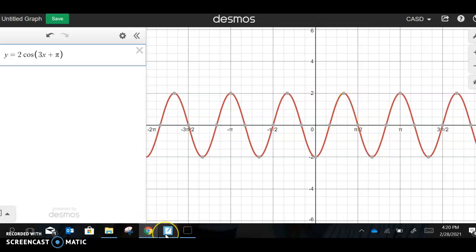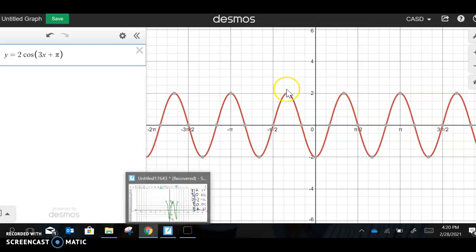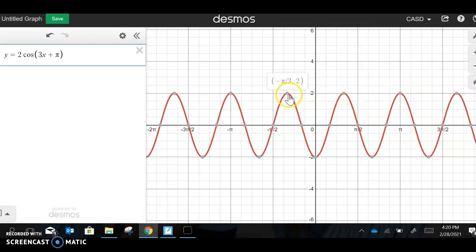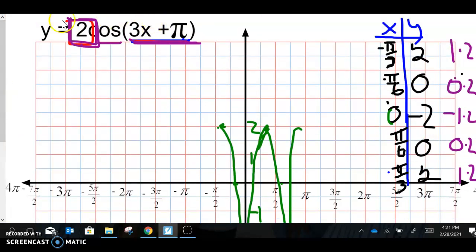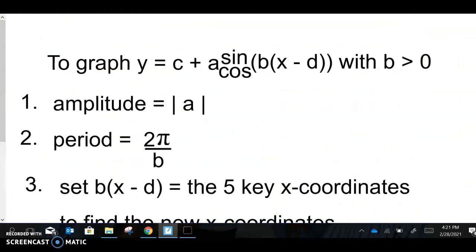Let's go back to our, wouldn't you say the period is 2 pi over 3? It took me a pi over 3 to get to here, and then another pi over 3 to get to there, right? 2 pi over 3 would be the period. So if we go back, that looked a lot nicer, didn't it? Let me go to the next page here.